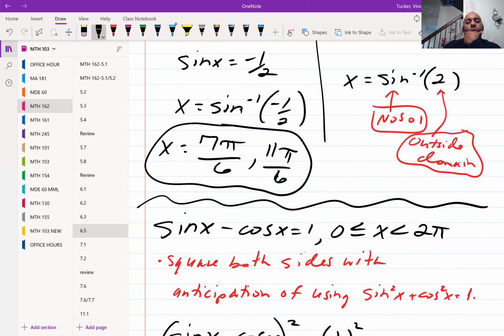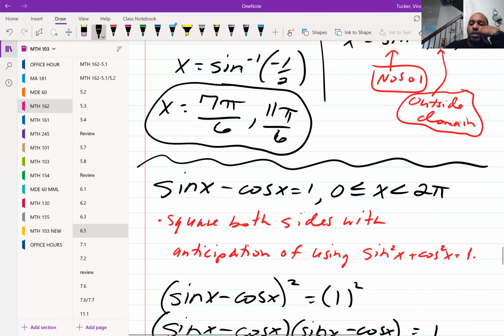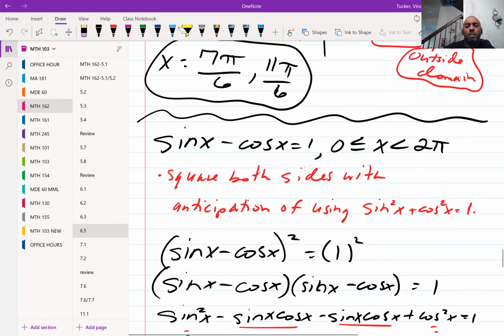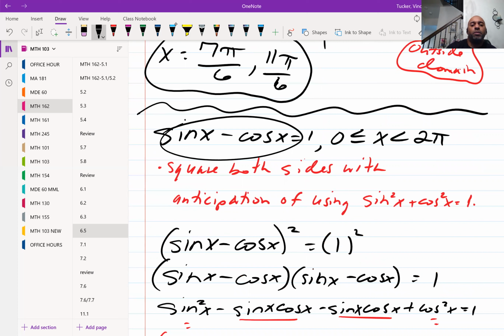Okay, so we have one more. We have sine x minus cosine x equal to 1. We want to square both sides with the anticipation of using sine squared plus cosine squared equal to 1. Remember, I told you that's the one that will always pop up. Pythagorean identity that will always pop up. Sine squared plus cosine squared equal to 1. So we square both sides because in its current state, we really can't do much with it.